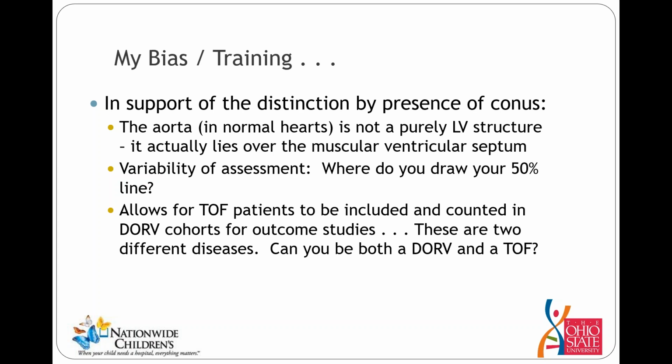And so, you know, I think this makes sense because if you think about your apical 4-chamber view, the aorta in normal hearts is not a purely LV structure. It actually lies over the muscular ventricular septum. When you do that 5-chamber sweep and you sweep anteriorly, it's very clearly lying over ventricular septum, not purely an LV structure. When you have a VSD in that location, I don't know where you draw your 50% line. You can swing it to the right or to the left just based on the angle of your acquisition. So this allows for tetralogy of Fallot patients to be included and counted in DORV cohorts, in particular for outcome studies. But these are two very different diseases.